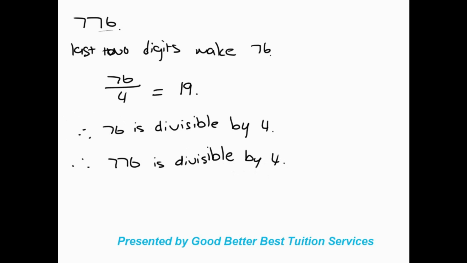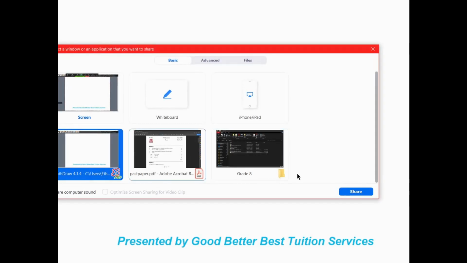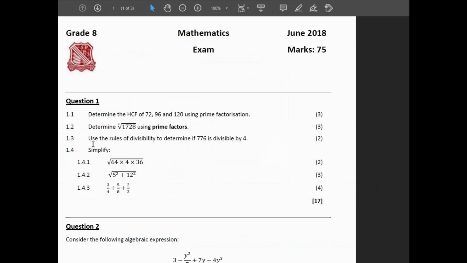Cool. So we move on to the next question. So we're on question 1.4 now, which has 3 different sums in it. So it just says for us to simplify these ones, okay?